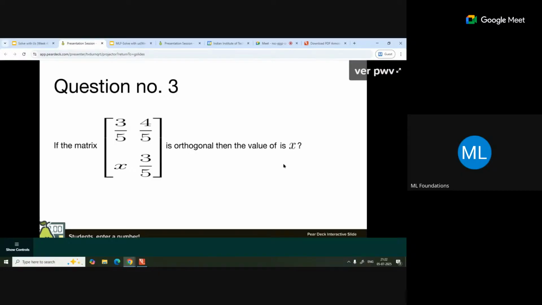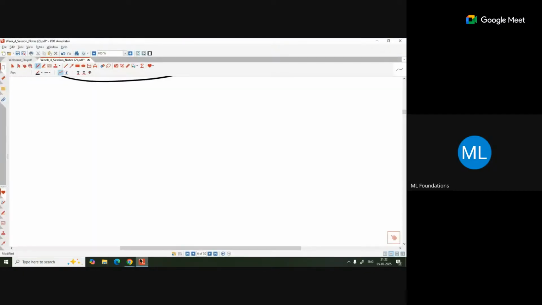Or the other way you said, the dot product between them is 0. Dot product between these two vectors should be 0. So when I talk about matrix A, the matrix A is orthogonal when A transpose A should be equal to I, or A transpose should be equal to A inverse. Okay, that's correct, right?